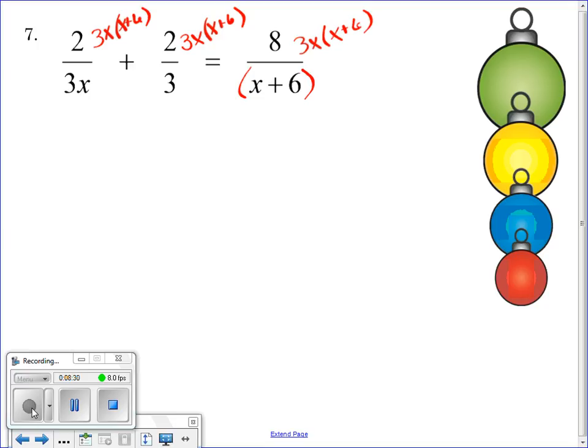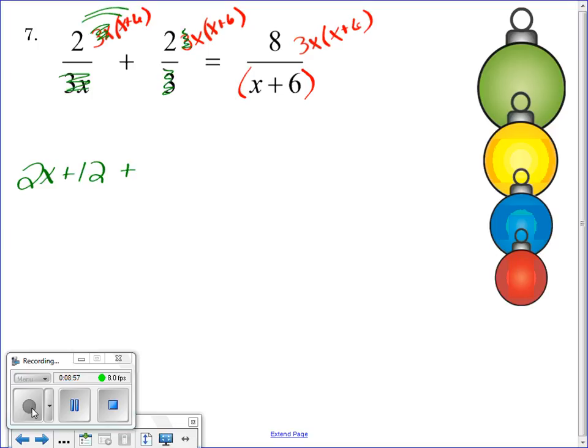All right, so again, why am I doing this? What's the point? To get rid of your fractions. So on this one, I'm going to cancel out that 3x. So what do we have to do with that? Good. We have to distribute here. So 2x plus 12. Plus, here I'm going to cancel out the 3.